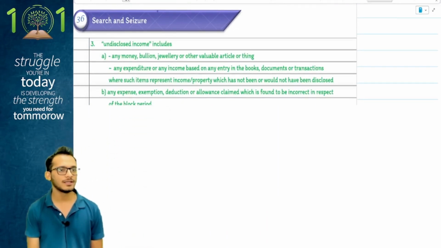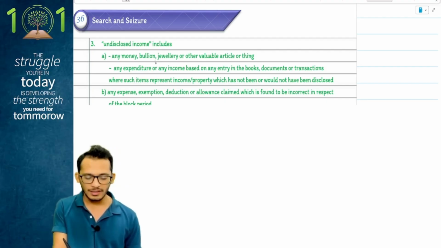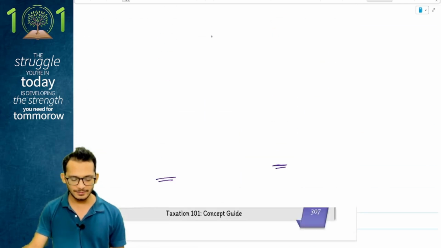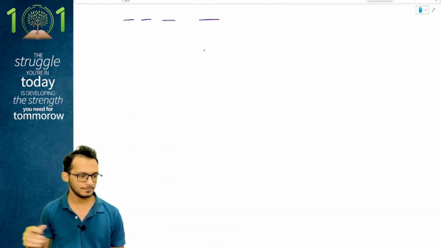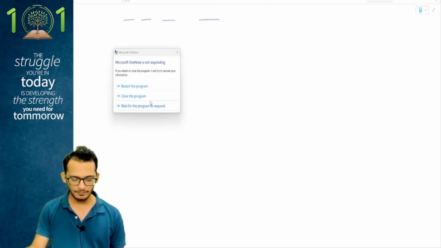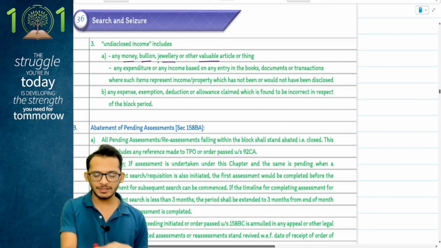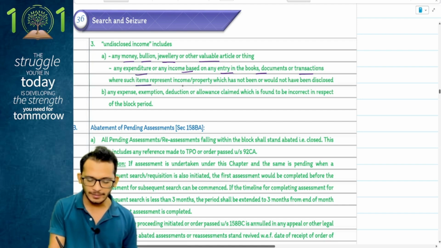Now, what do you mean by undisclosed income, people? The income which you can voluntarily disclose. What and all can you disclose? Undisclosed income includes any kind of money, bullion, jewelry or other valuable articles or things, any expenditure or any income based on any entry in the books of accounts, documents or transaction where such items represent income or property which has not been or would not have been disclosed.